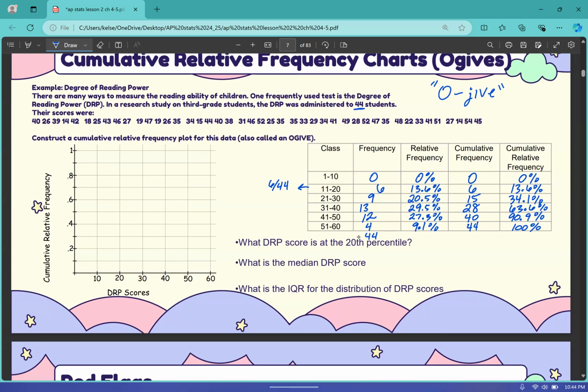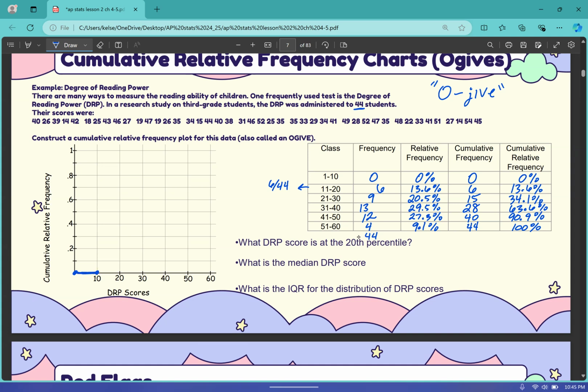Now we're going to create our ogive. You have to start at your original cumulative frequency. Right here from 1 to 10, we didn't have anybody there. So we look along the scores, starting with a score of 0 to a score of 10, nobody had that. So we're going to be at 0, because the vertical axis is your percentages. So for that class, we had 0.